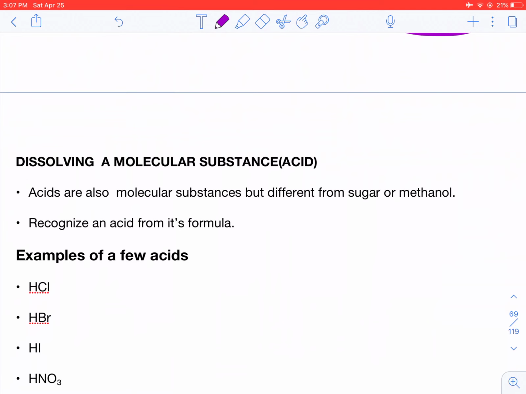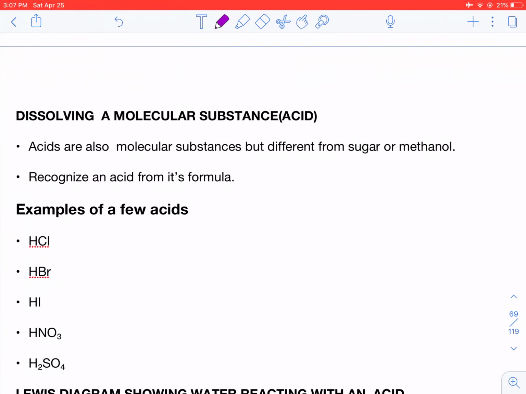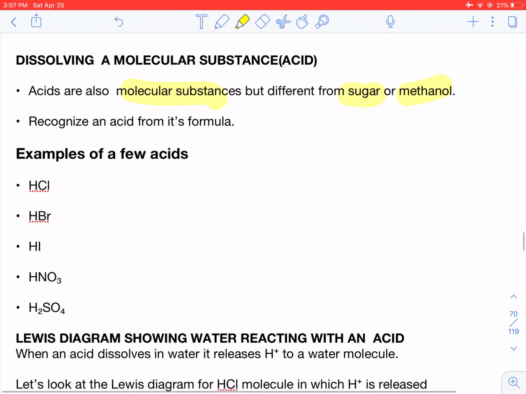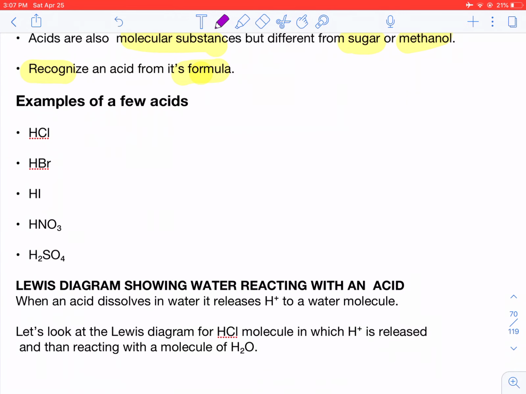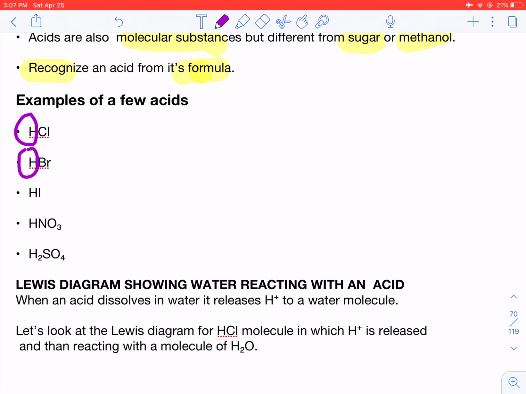Now dissolving a molecular substance. Let's look at acids, which are also molecular substances. We spoke about that, but different to sugar and methanol. We recognize an acid from its formula. I showed you earlier, we know an acid's got H, and just from the formula, we recognize it as being an acid. Surely, you did this in the earlier standards at an observable level. How would you identify an acid?